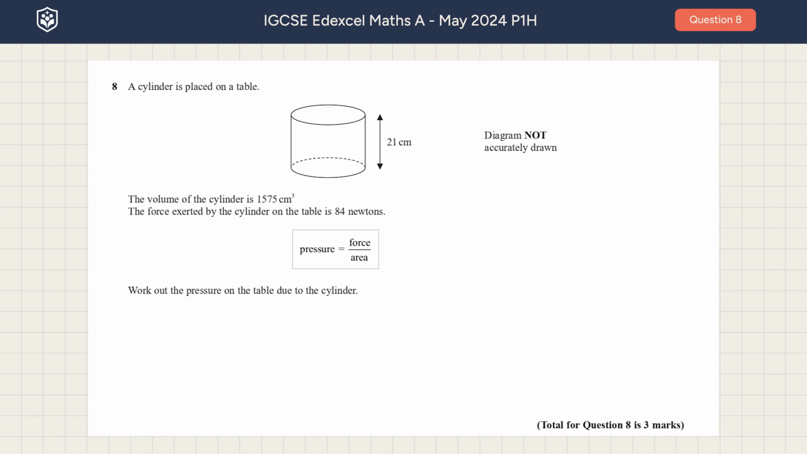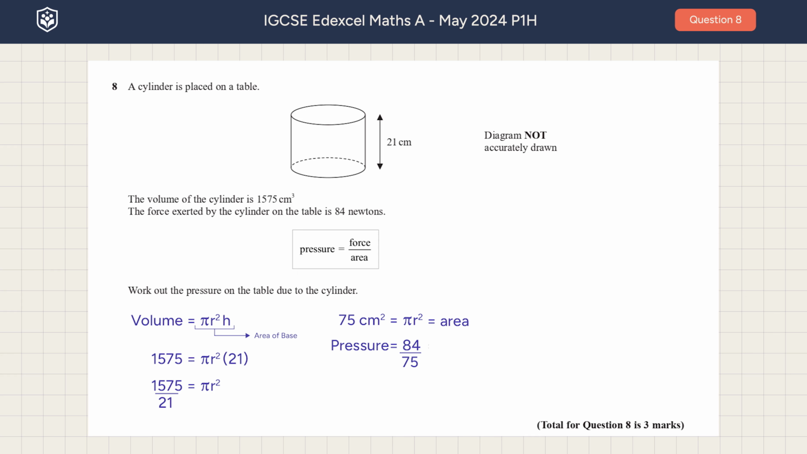Let's do this by using the formula for volume, pi r squared times height. We can plug in the information given to write the equation 1,575 equals pi r squared brackets 21. Isolate the area of base by dividing the left by 21. So now we have 75 centimeters squared equals pi r squared, which is our area. Now we plug this back in the original equation to make pressure equals 84 over 75, which equals 1.12, which is the answer of question 8.